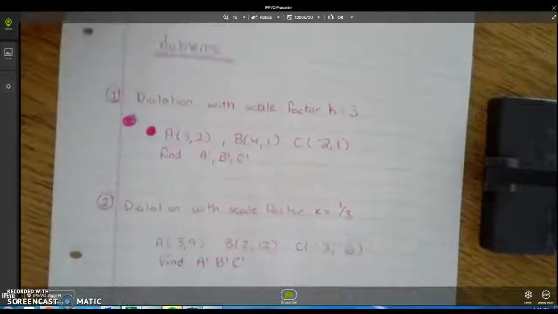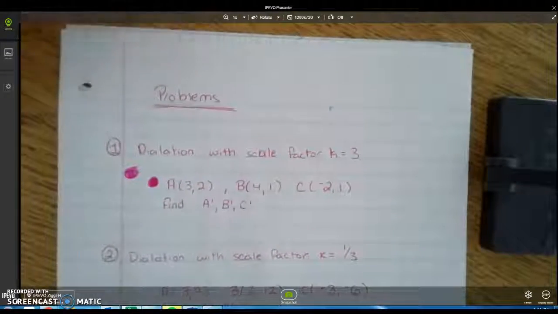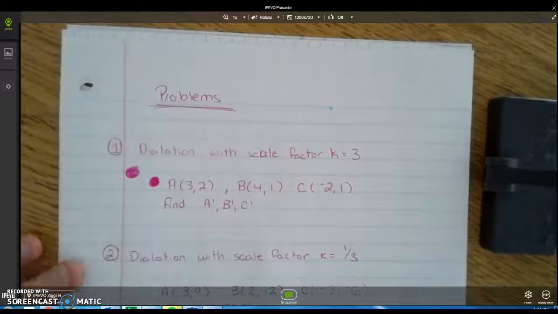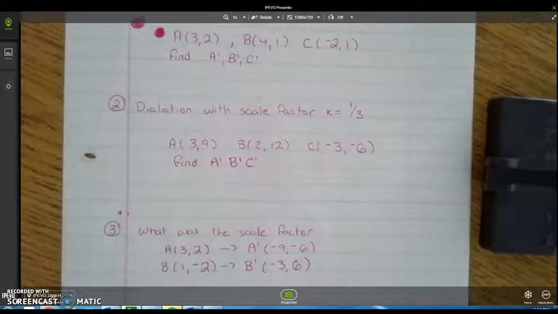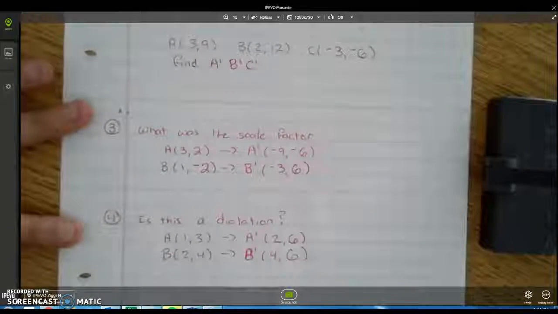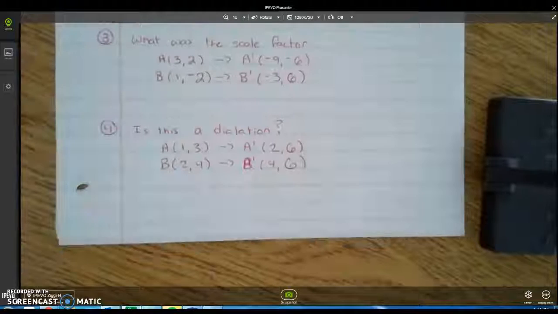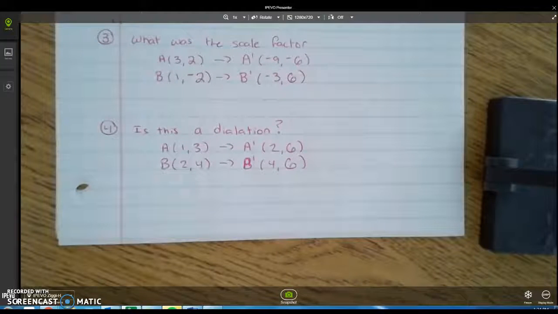So I have some questions for you. So first, problem 1, a dilation with a scale factor of k equals 3. 2, a dilation with a scale factor of k equals 1/3. 3, what was the scale factor here? 4, is this a dilation?